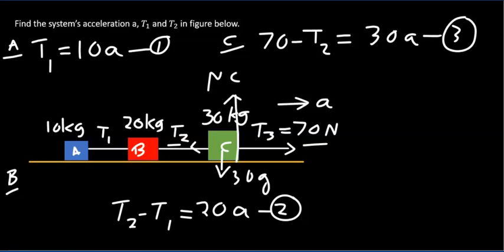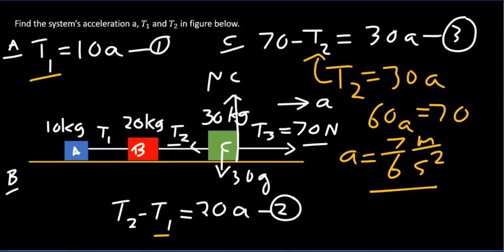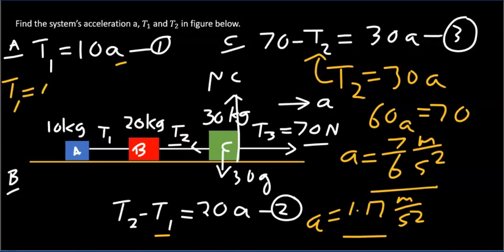Let's proceed to determine the acceleration. Substituting T1 in equation 2, you get T2 in terms of acceleration to be 30a. And substituting T2 in here, you get 60a equals 70. And acceleration is 7/6 meter per second squared, which is about 1.17 meter per second squared. So that's your acceleration.